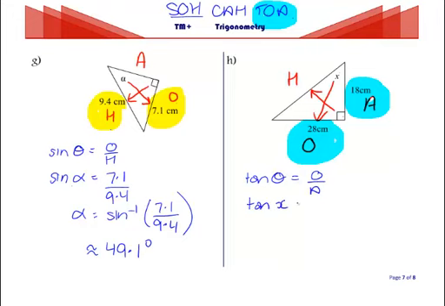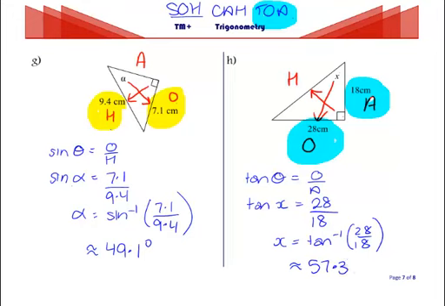In this case it's an x, so tan x equals O, 28, over A, which is 18. To get x on its own, I take the tan across and it becomes an inverse. 28 over 18. Plug that into your calculator and you get 57.3 degrees approximately.